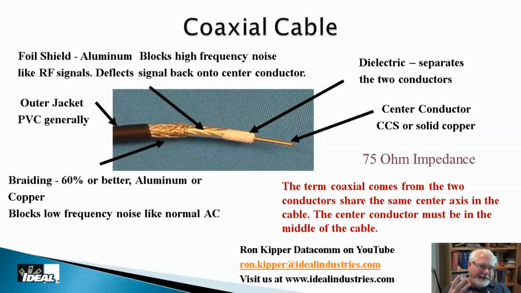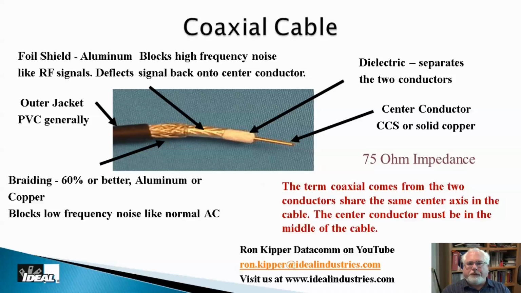And they all have the same basic construction, but how much braiding they have in the shield and things like that, it can vary. And are they using solid copper or aluminum? All these things can vary in cable. So you almost have to look at the specifications on the cable itself to actually know what you have in your hands. But when you look at the construction of coaxial cable, it always has a center conductor to it.